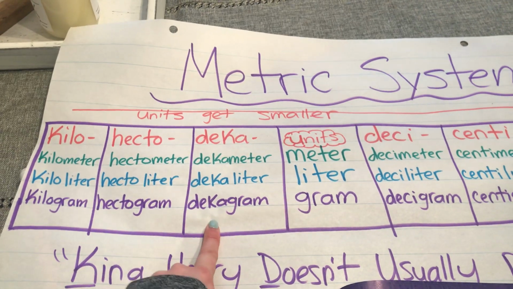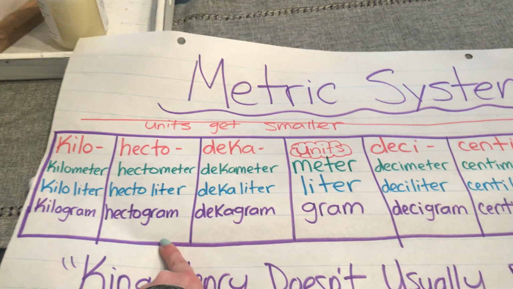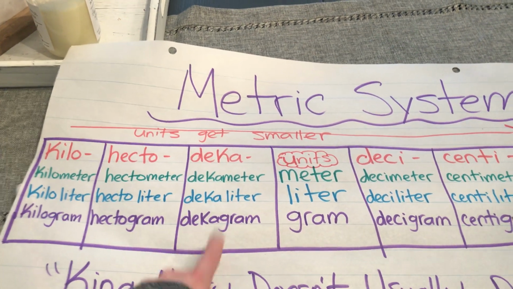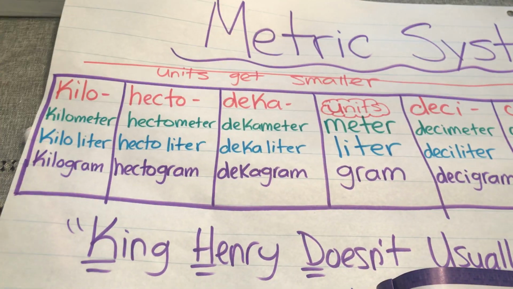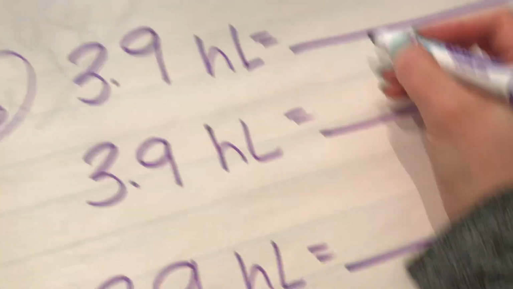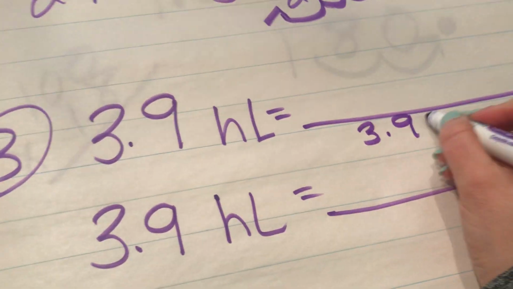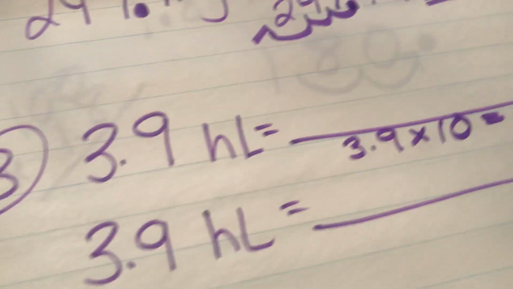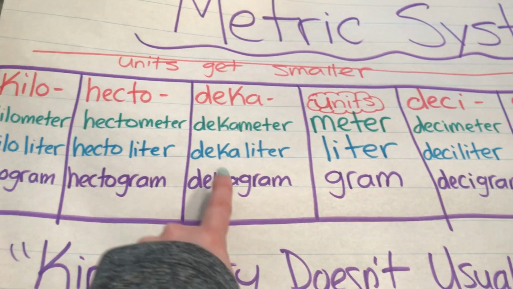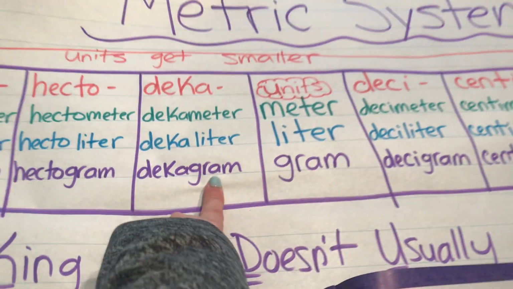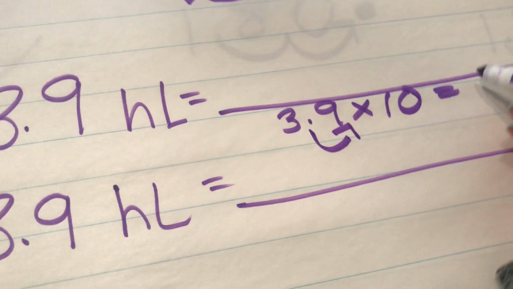Bigger to smaller. So I'm going to be multiplying. And that is only how many hops? 1 hop. So I'm going to be multiplying by 10. So I have 3.9 times 10. Going to do this all in my head. Since I went from here to here, I'm going to move my decimal point to the right. And I'm going to move my decimal point to the right, so it now becomes 39.